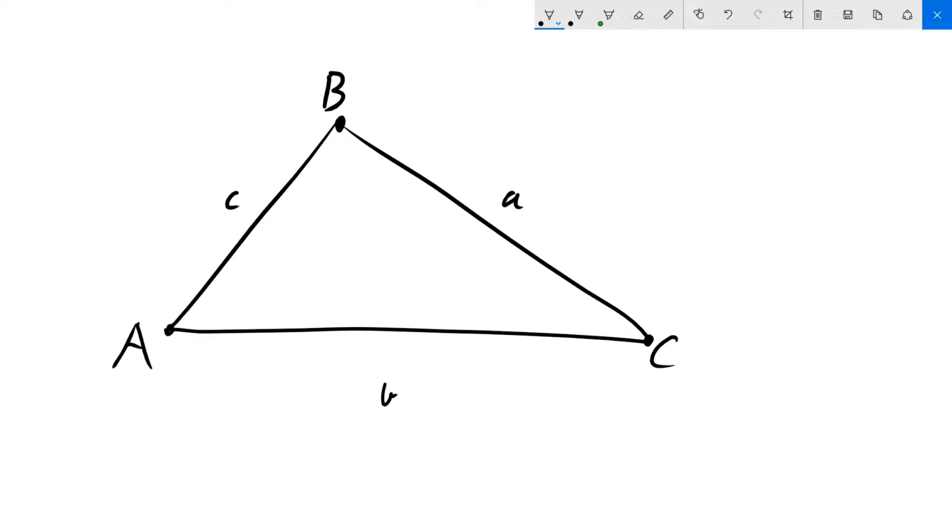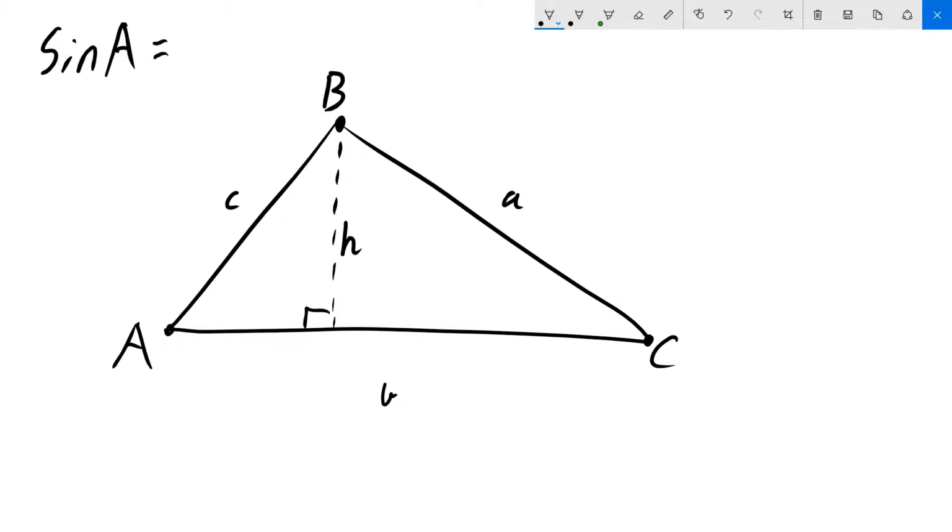Now I'm going to split this triangle into something that we're more familiar with. It's a right angle triangle, and I'm going to label this dotted line here H. What I've effectively done is I've dropped a line straight from B all the way to AC and made it a right angle. Now I want to work out what sine capital A is, so this angle here.